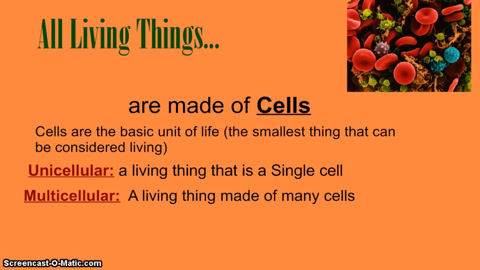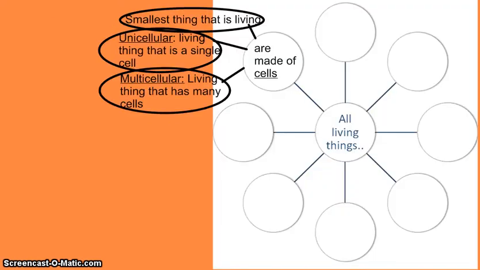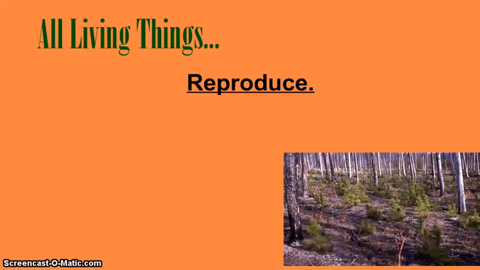So let's say you were filling out your note sheet as Mr. Ruska was speaking there. It would look something like this. You would have finished the prompt, all living things are made of cells, and then you would have included some information up here about unicellular, multicellular, and that the smallest thing that is living is a cell. That would be a complete note sheet.